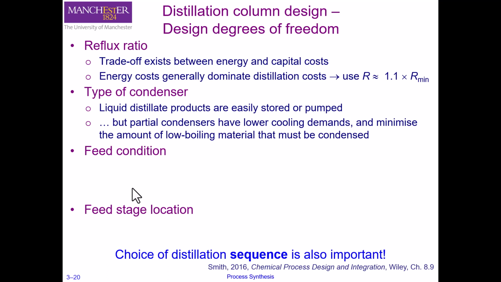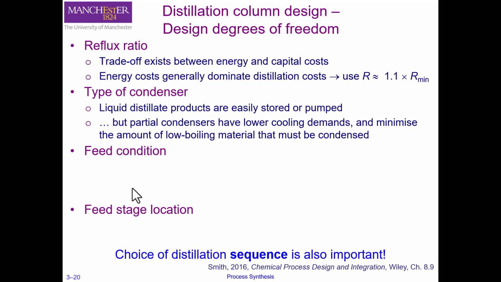Then how do we decide between a total condenser and a partial condenser? My advice would be that if you have a low boiling material where you might need to use refrigeration, it is a good idea not to condense everything unless you absolutely have to. Then you can go for a partial condenser. But obviously, condensing everything has its own advantages because liquids are far easier to handle. They are easier to pump compared to vapors that you have to actually compress.